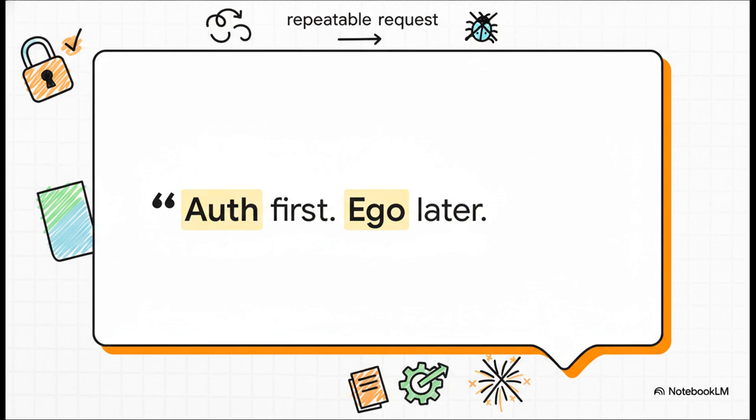And all of this boils down to a really simple, powerful mantra. Before you start trying clever bypasses, before you think about double extensions or null bytes, just remember this: auth first, ego later. Get a stable, authenticated, repeatable request working first. Seriously, this simple rule will save you more time and frustration than any fancy payload trick ever will.